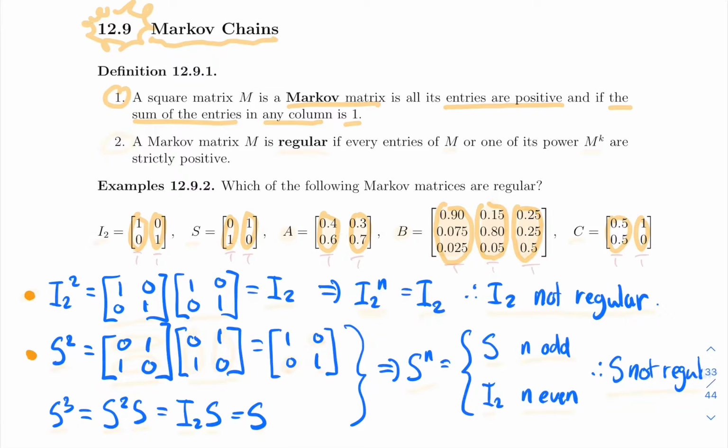So all the columns, and this is really a column definition, if you sum them up, they all give you 1. And of course all the entries are positive, so we're not looking at matrices where the entries are potentially negative summing up to 1. There's a whole theory about those too, but for us, all entries need to be positive and they need to sum up to 1. So those 5 matrices are examples of Markov matrices.